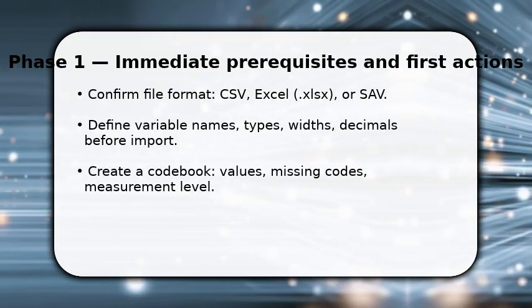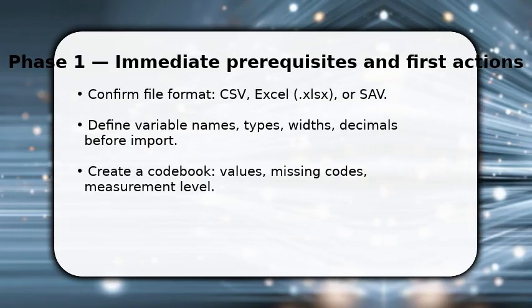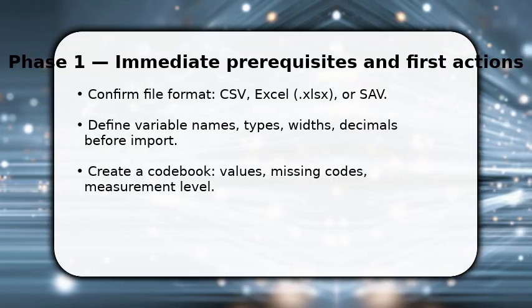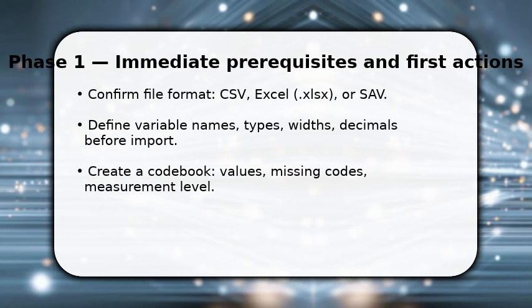Once done, create or load a codebook so you know which values represent missing data and categorical labels. These first actions prevent type mismatches and keep your dataset analysis ready.